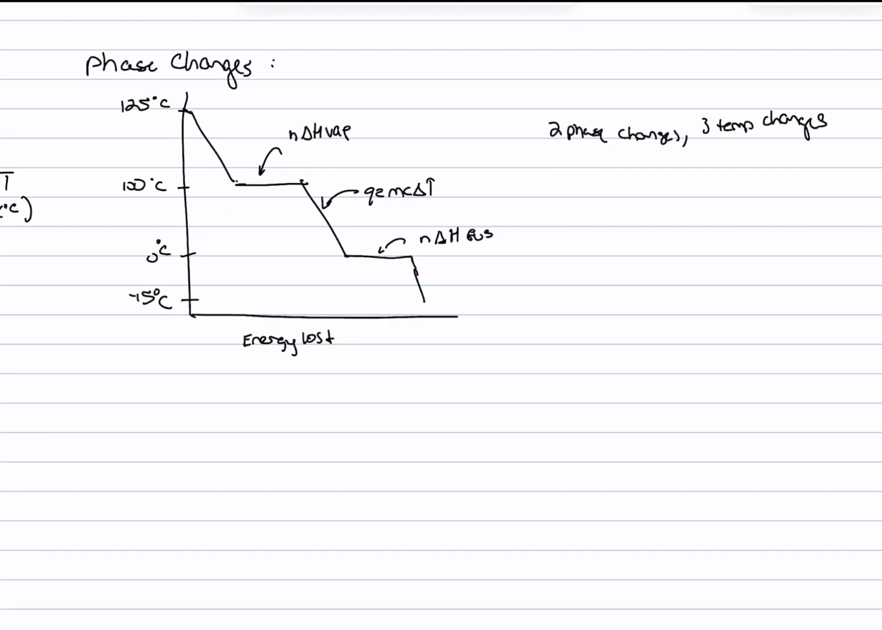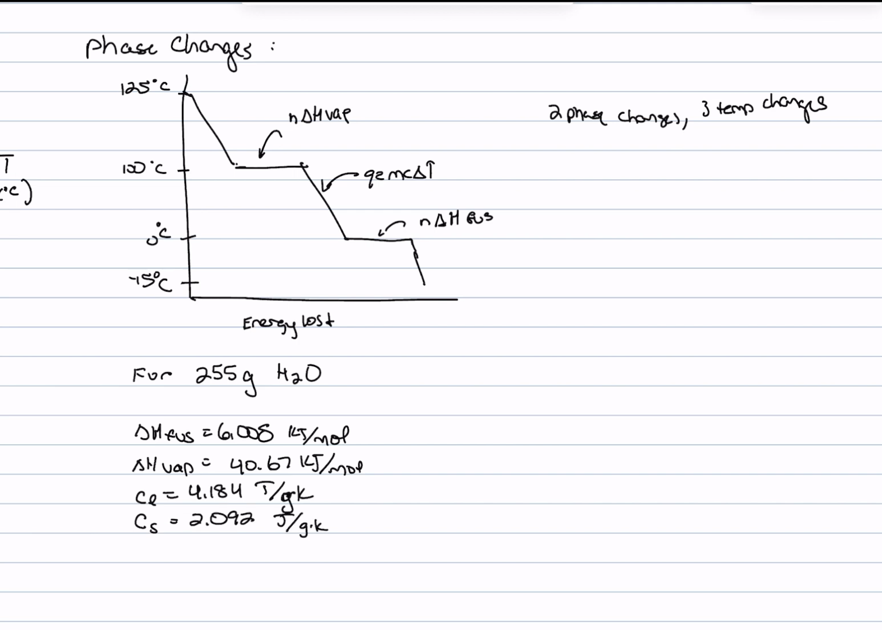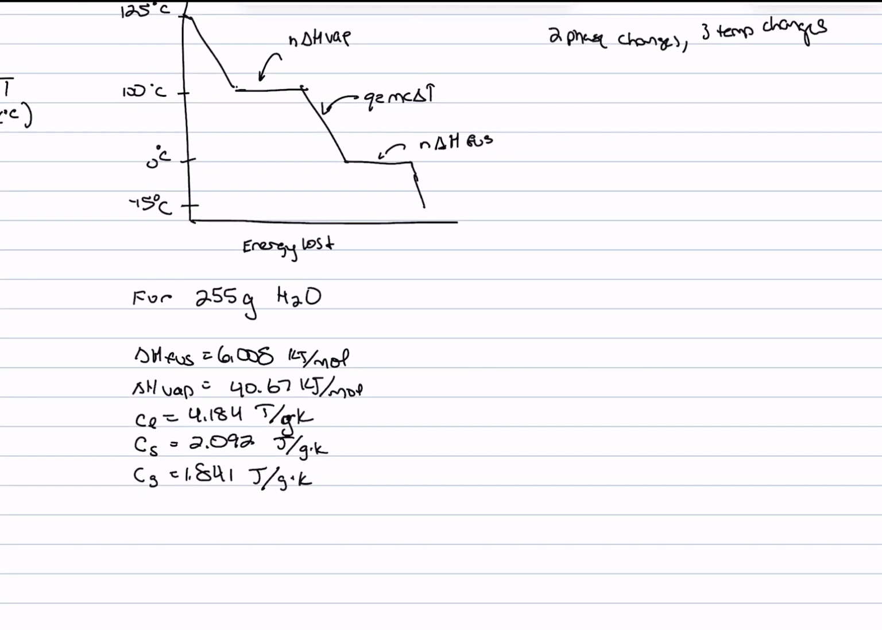We are given that this is for 255 grams of water. And we also need to take into account that there are different ΔH's and different c's. So there's a ΔH of fusion, a ΔH of vaporization, and c's for each of the different states of solid, liquid, and gas. And we can start off by calculating n, which is 255 divided by 18.016, which comes out to 14.1540 moles.